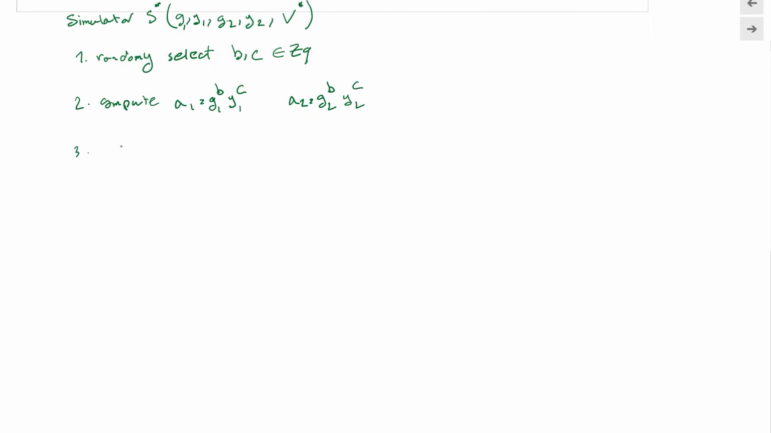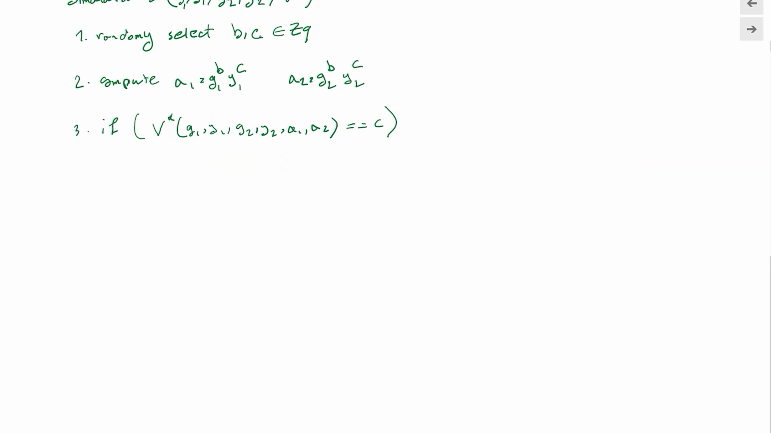And 3, it calls the verifier with this input Y1, G2, Y2, and A1 and A2, and then if the output equals the same challenge that it guessed over here, then it would return A1, A2, B, and C as the accepting transcript.